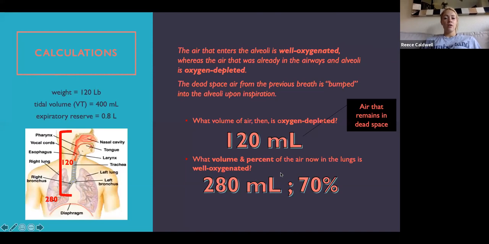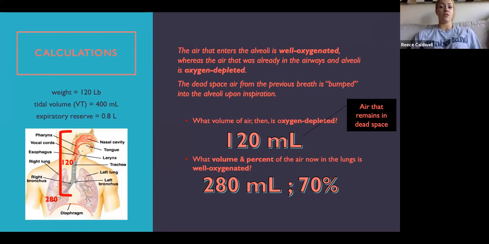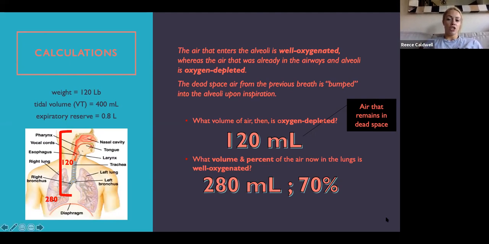So this question goes along with the last one, and it's kind of the same thing, just worded a little differently. But what we see is that the air that enters the alveoli is going to be well oxygenated, whereas the air that was in the airways is oxygen depleted. So when we look at the volume of air that is oxygen depleted, we have 120 milliliters. So that 120 milliliters that was in the dead space is oxygen depleted air.